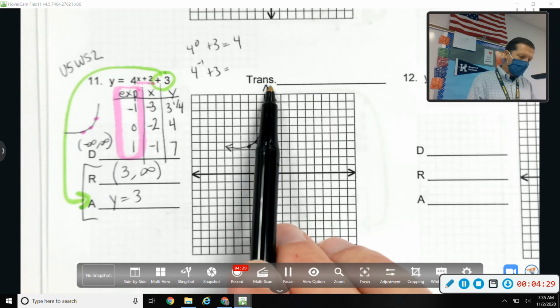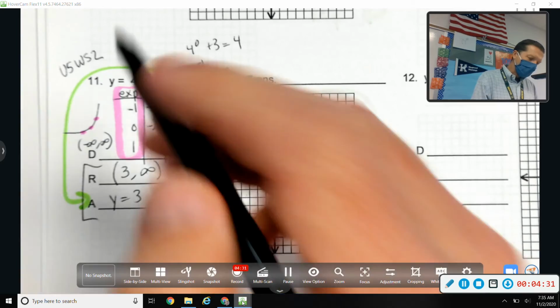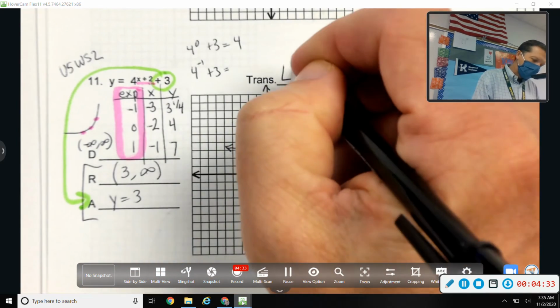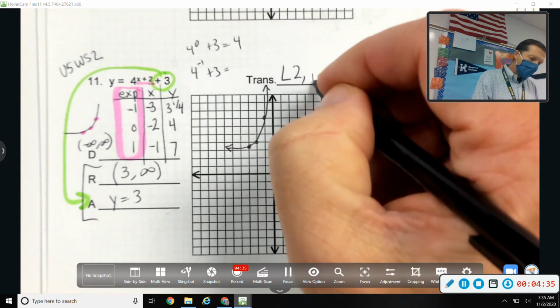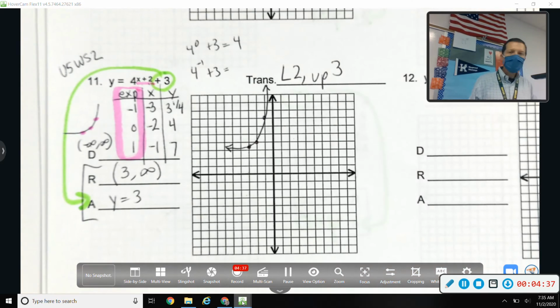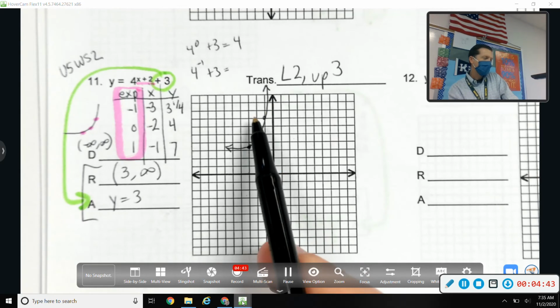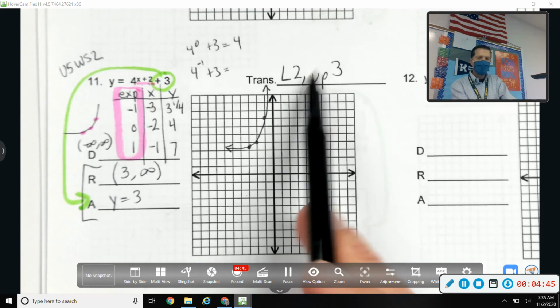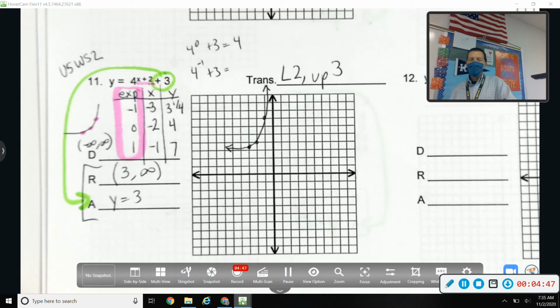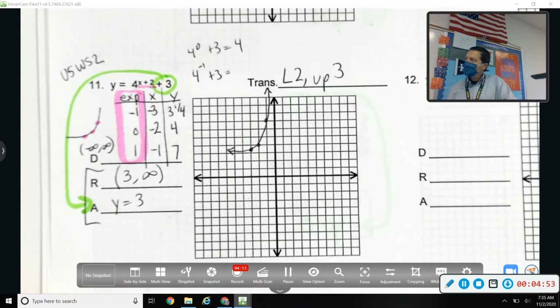Transformations, we could have done this first, but plus 2 with x would be left 2, and then plus 3 at the end would be up 3. And maybe we can't tell exactly, but yeah, that graph's been shifted to the left and up. So we'll usually ask that. Most people just do it at the end as a check on their graph. Questions on that one?